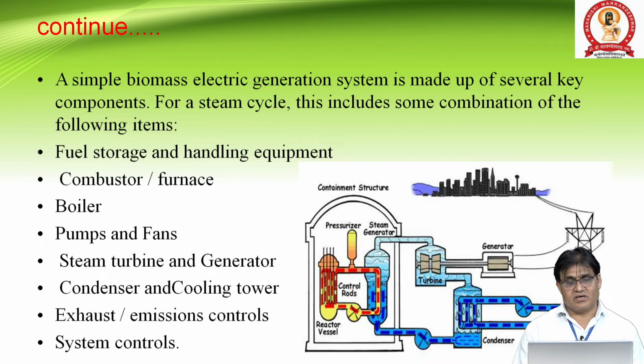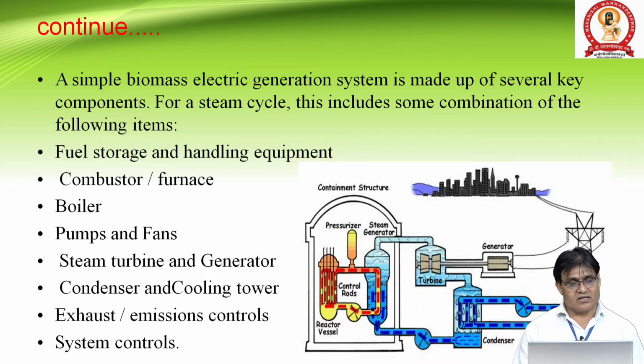Second example of the conversion of biomass into electricity is direct combustion. A simple biomass electric generation system is made of several key components for the steam cycle. This includes the following items: fuel storage and handling equipment, combustor or furnace, and boiler. Fuel storage and handling equipment stores the biomass to meet the requirement for combustion in the furnace. When biomass burns in the combustion chamber and furnace, heat is generated. This heat is supplied to the boiler.